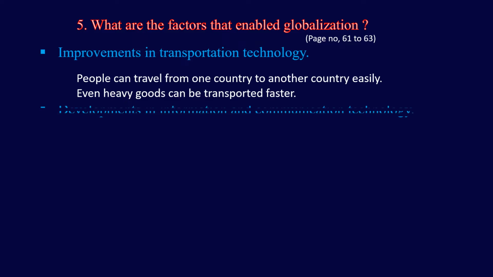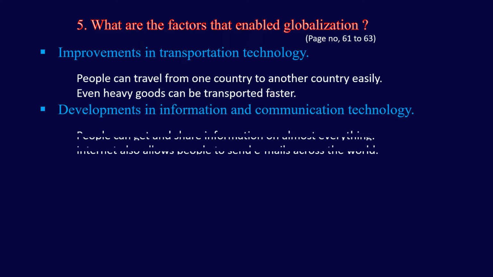And the second major factor of globalization is developments in information and communication technology. Today we have the internet and mobile technology. We can communicate with people living in different countries. And through computers and internet, we can get and share information on anything we want to. And we can also send emails across the world in no time.